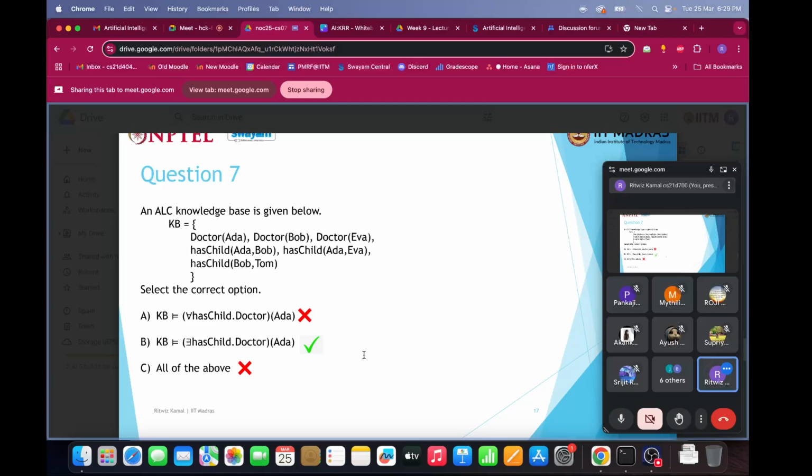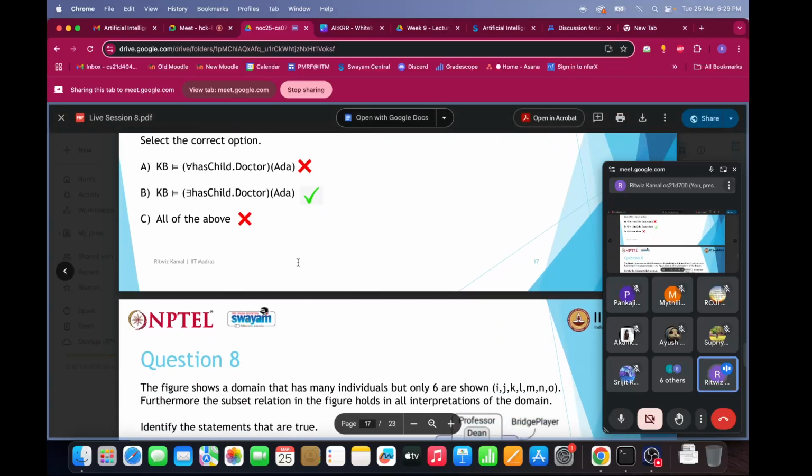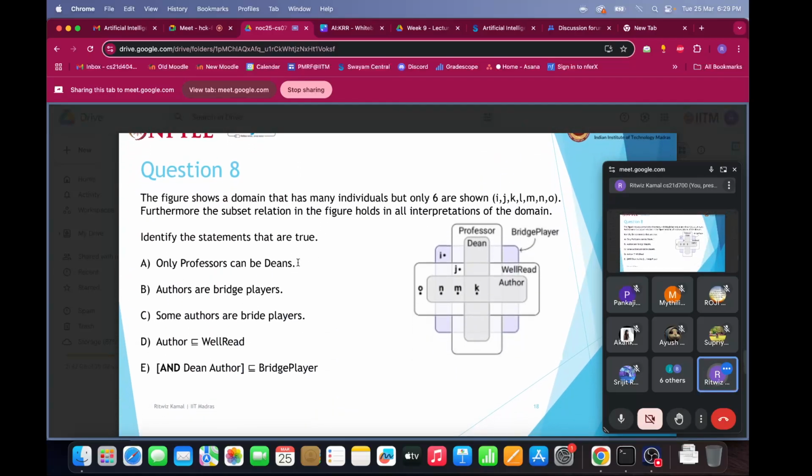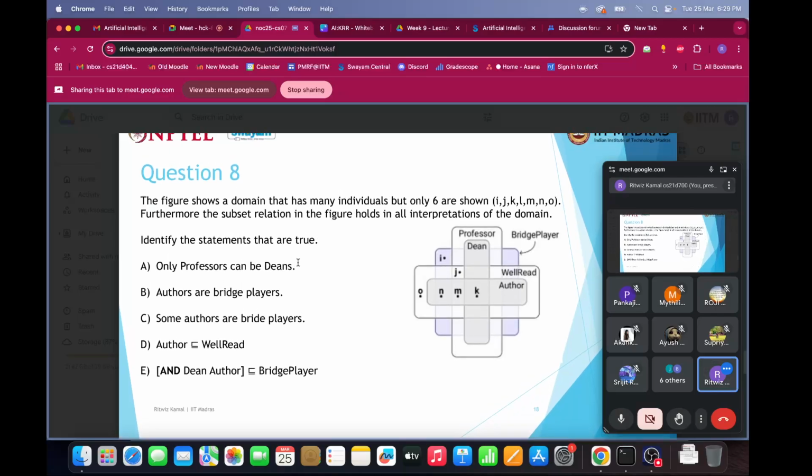Okay, then let's move on to the next question. So this is question 8. Here we have a Venn diagram of different concepts. The figure shows a domain that has many individuals, but for the sake of simplicity, we have shown only 6 of them, represented by I, J, K, L, M, and O. Each of these letters represents an individual.